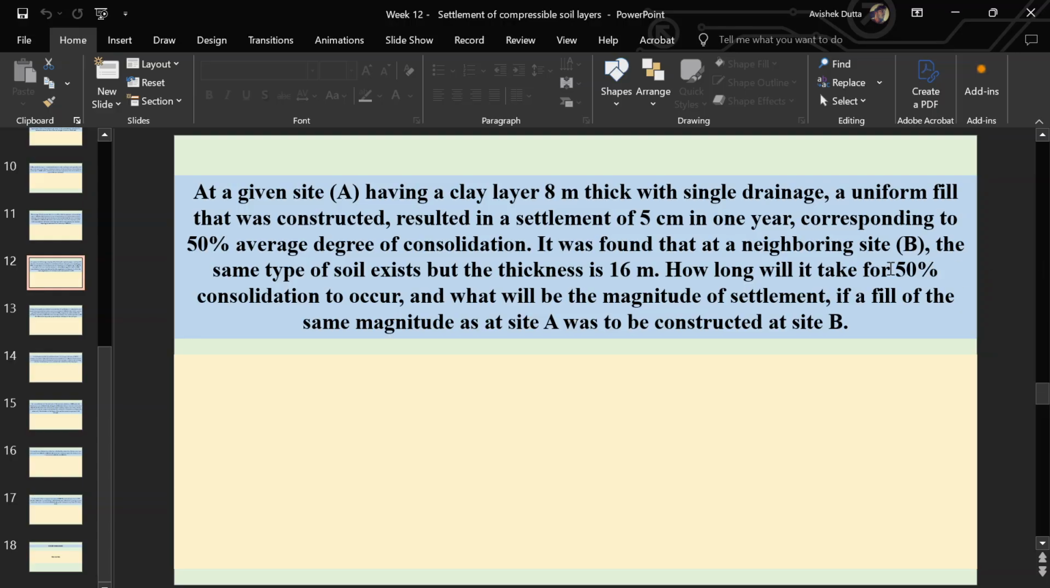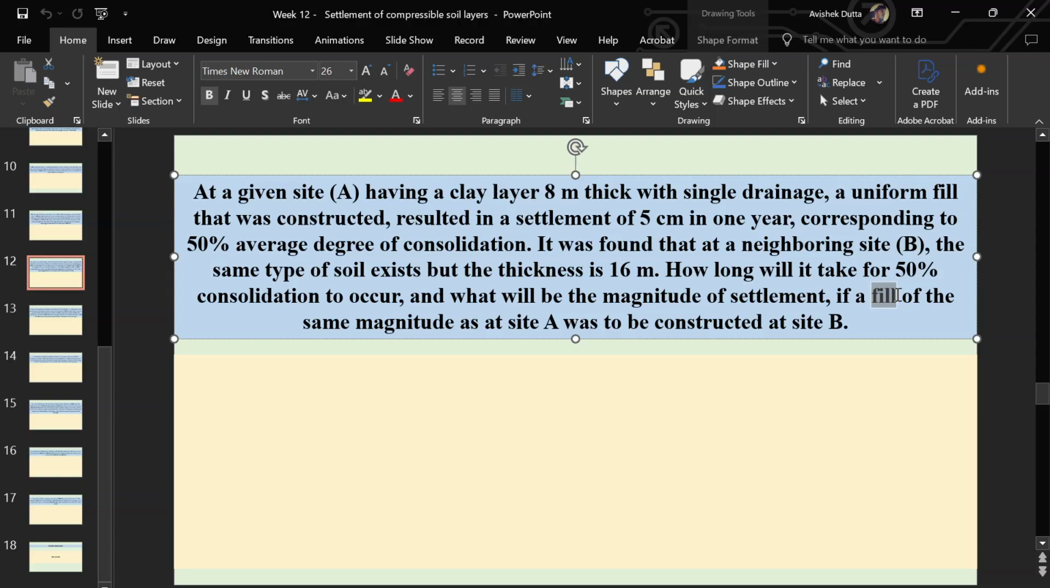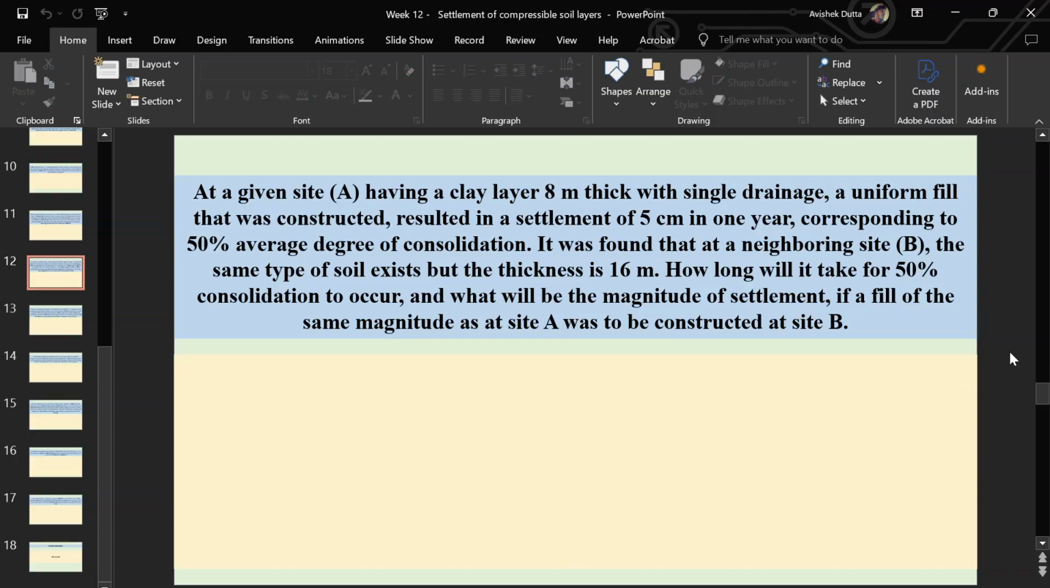I have written over here fill, right? Instead of fill, if I say that a structure was made in A which resulted in this kind of settlement in 1 year, 5 centimeter, the same structure made in site B, how long will it take? Fill means the type of overburden soil which is causing the stress to occur. Okay, sir. Yeah. Okay, so next question.